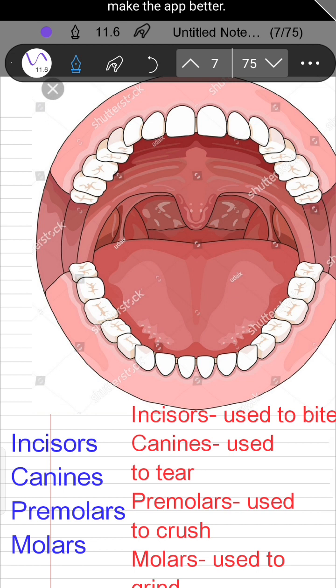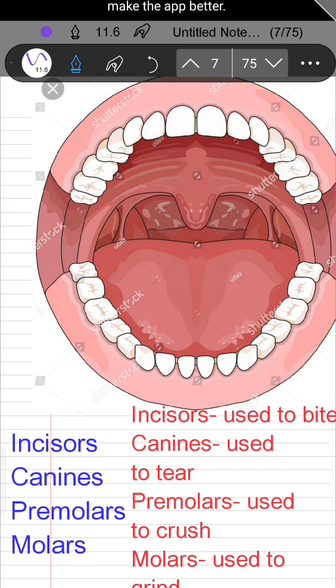Now we will learn the kinds of teeth according to their shape. As you can see in this wide open mouth, there are different types of teeth with different shapes. This shape is different from these shapes. So now we will learn the kinds of teeth. As you can see, I have mentioned 4 names: incisors, canines, premolars and molars. Now we will go through these points one by one.